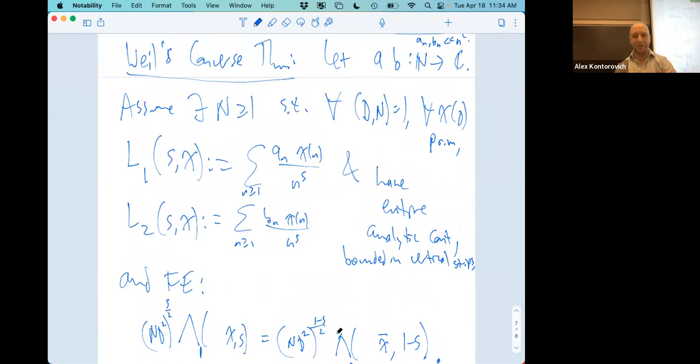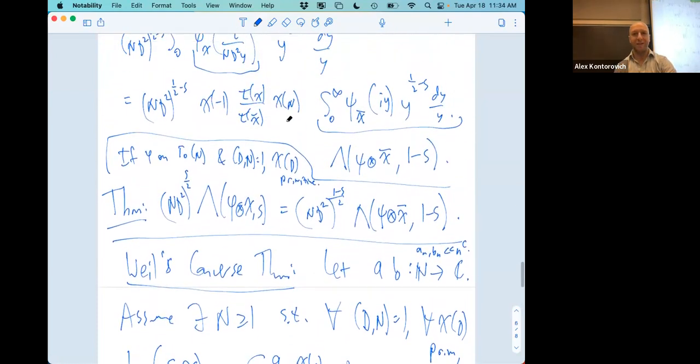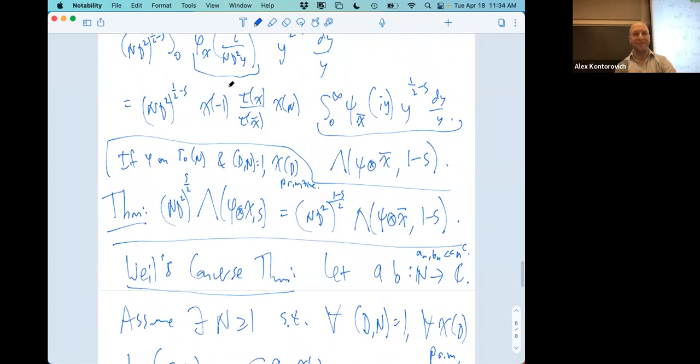Wait, didn't I miss a bunch of stuff here? What happened to all this stuff? Yeah, I missed a bunch of stuff. Stuff got lost. Okay, let's fix the theorem, because otherwise, what role does n play? There's a little dot there for no good reason. There's a chi of minus n here.